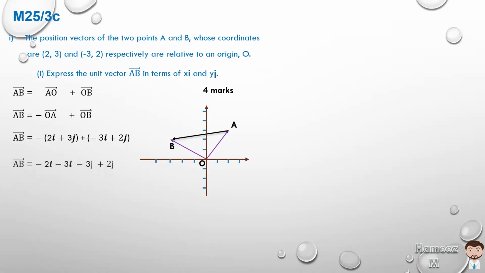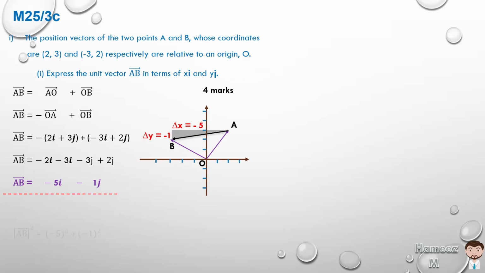And now minus 2i, minus 3i, put them together, and minus 3j plus 2j. So minus 2i minus 3i is minus 5i, minus 3j plus 2j is minus 1j. And if we think of A going to B, we are going to the left and then downwards. So if we go to the left, we're going minus 5, and then we're coming down minus 1.